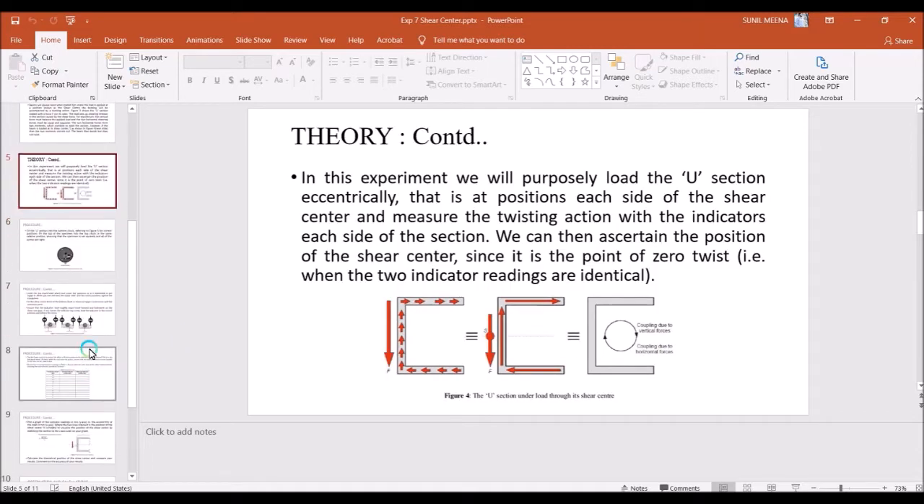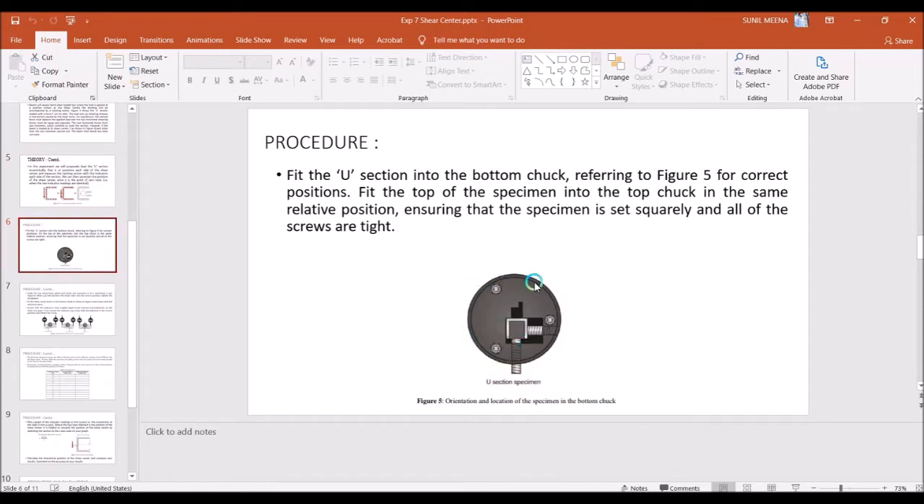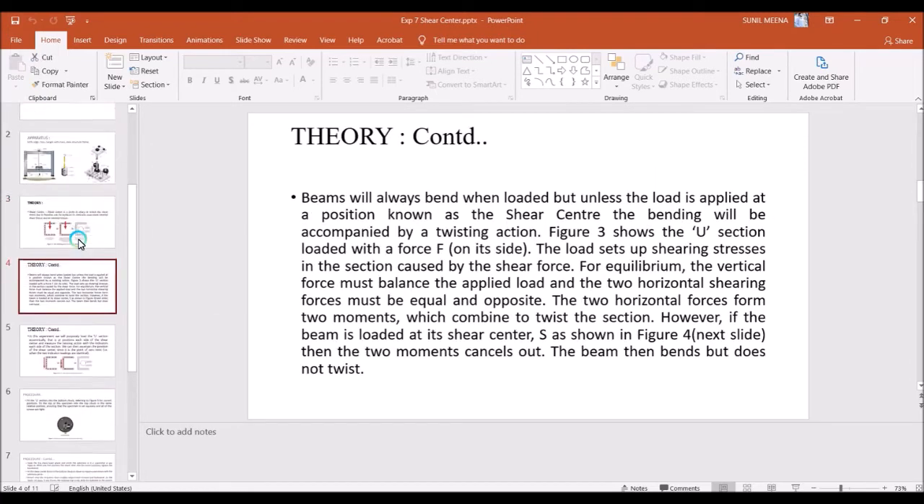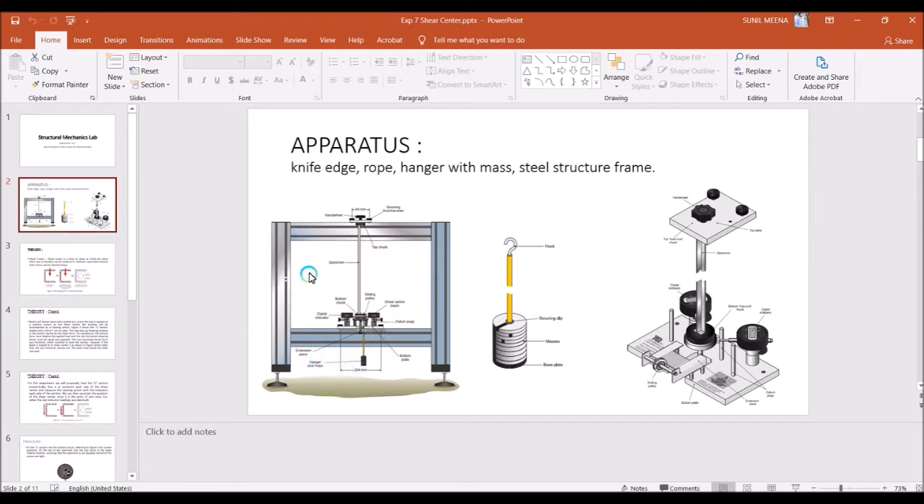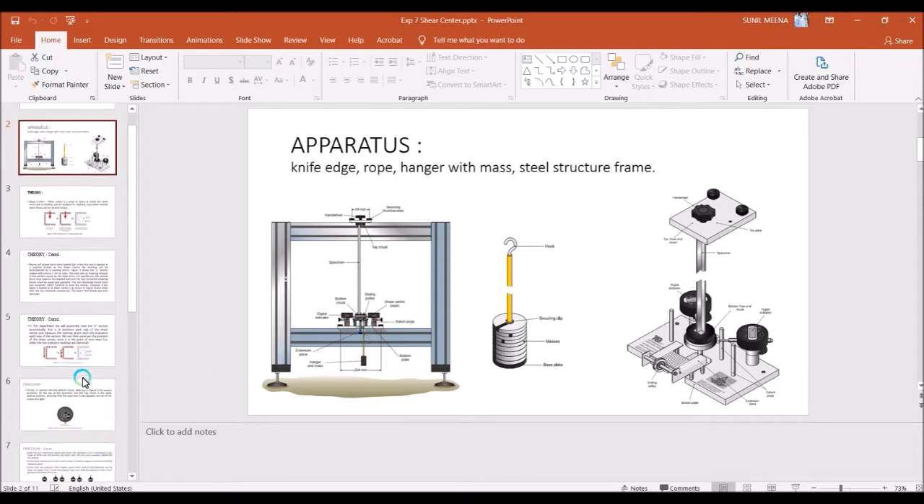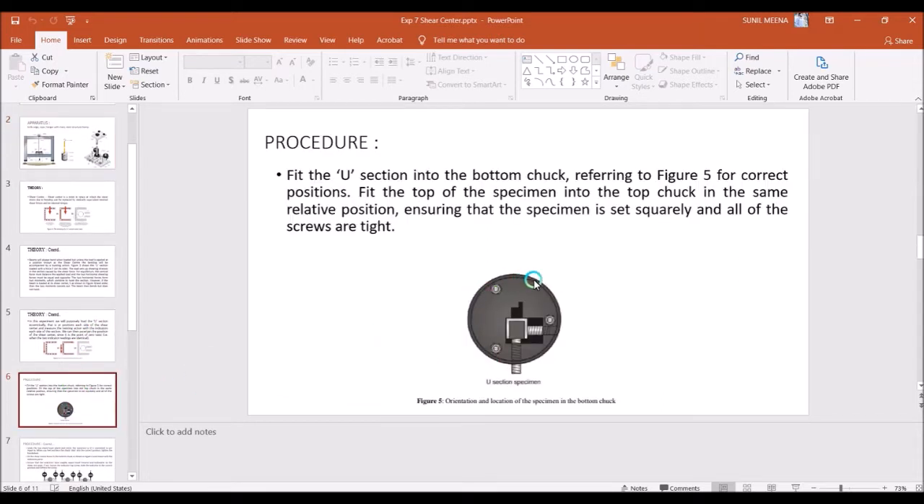So how will we determine it experimentally? We just need to see our experimental setup. This is our steel structure frame. We have the hanger with mass. We need a rope and knife edge for applying the load. Now how will we determine that in the lab? This is a simple system in which we need to fix the channel section using these screws. First of all we fit the channel section and then tighten it using these screws.